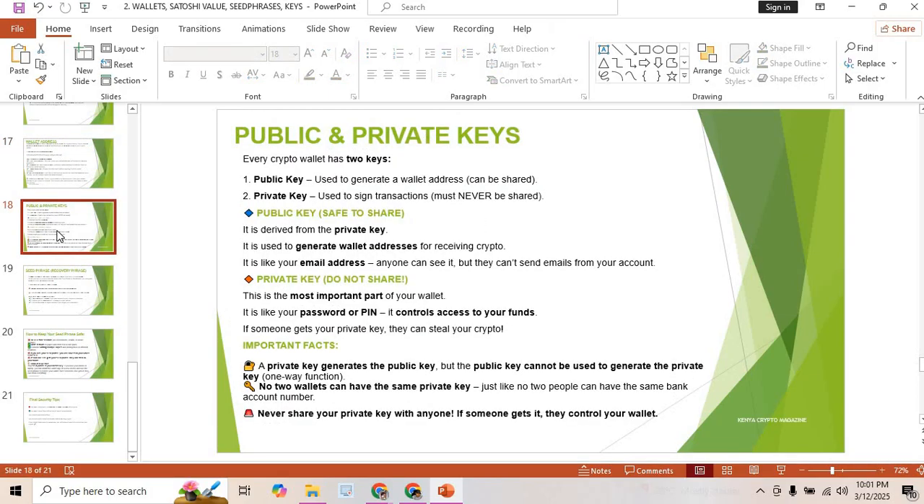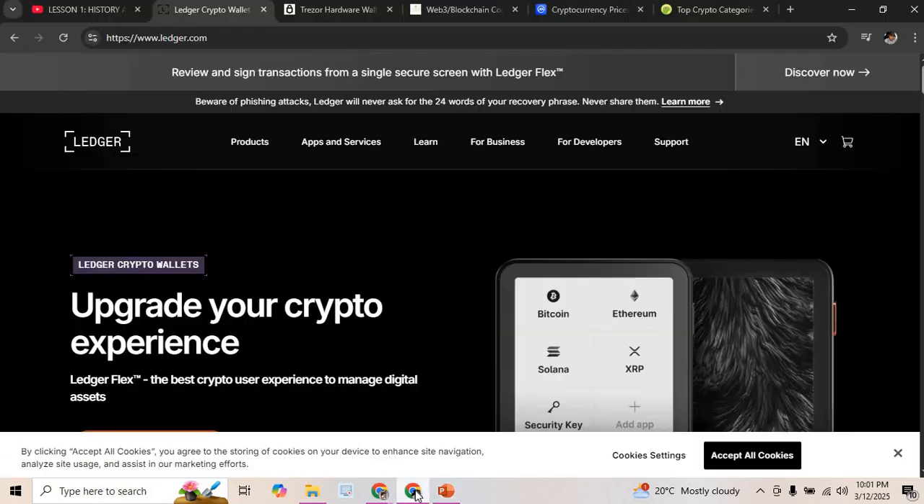So, private and public keys, we've discussed this. We have two types of keys: the public key and the private key. The public key is used to generate the wallet address, so this you can actually share with someone. But private keys are used to sign transactions. I don't want to dive deeply into public keys and private keys, how they operate or how they work, but rather I'll give you an assignment.